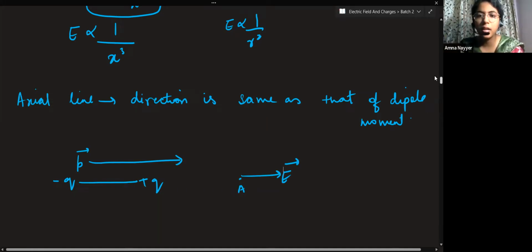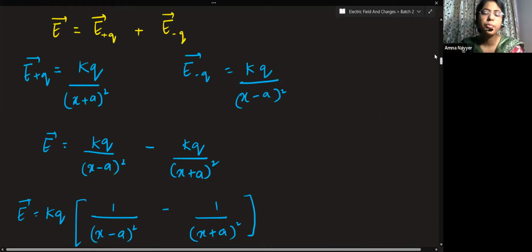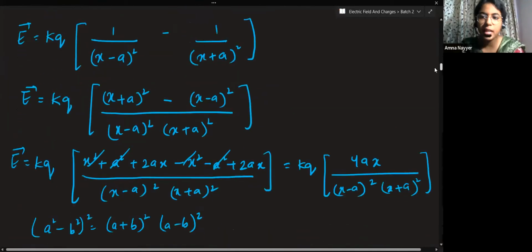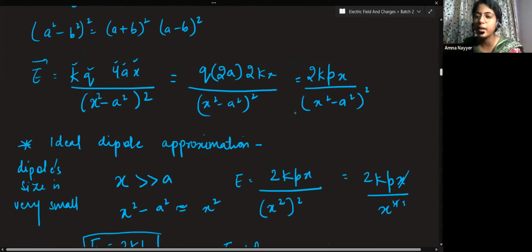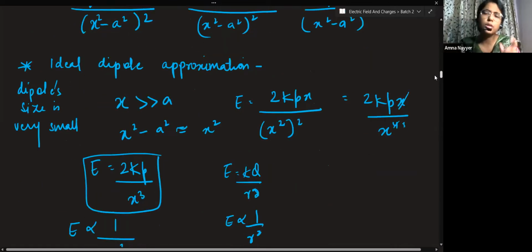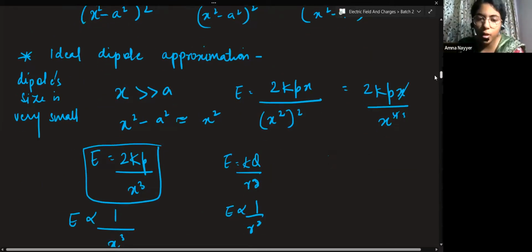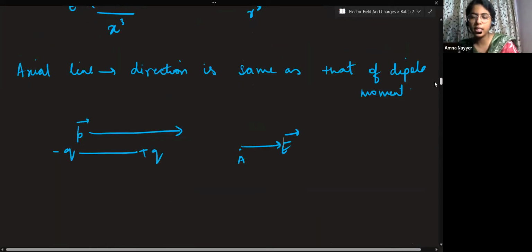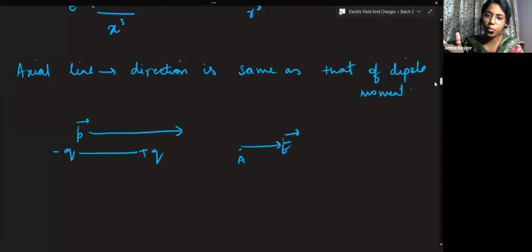So I'm just repeating it once again. Electric field at this point A came out to be in two opposite directions. We used superposition principle. We took the resultant of the electric fields and we got this formula 2kpx divided by (x square minus a square) whole square. For ideal dipole approximation, means if you have a dipole whose size is very small, then you can use this formula 2kp divided by x cube, and direction on the axial line is same as that of the dipole moment direction. So whatever will be the direction of dipole moment, take it same as the direction of electric field.